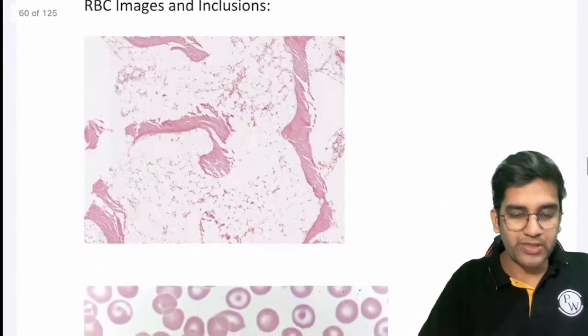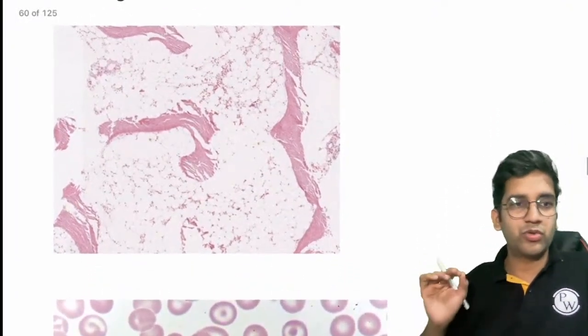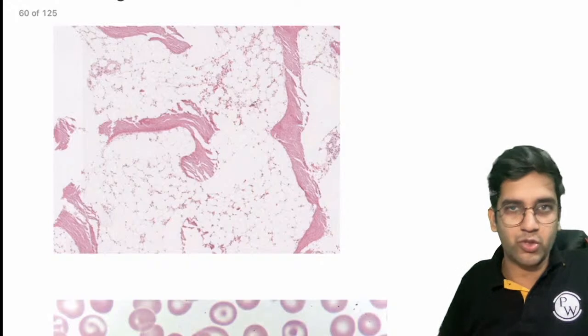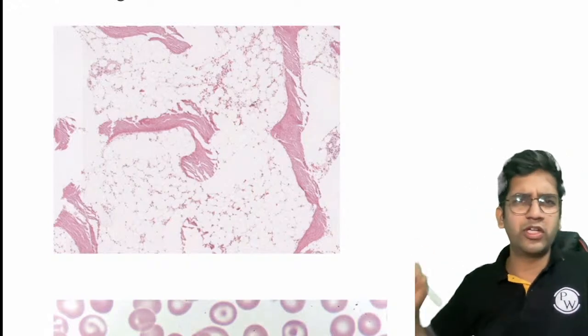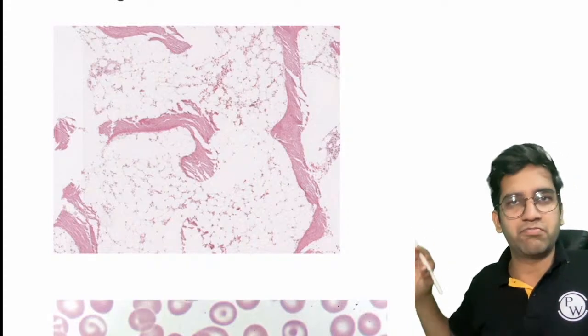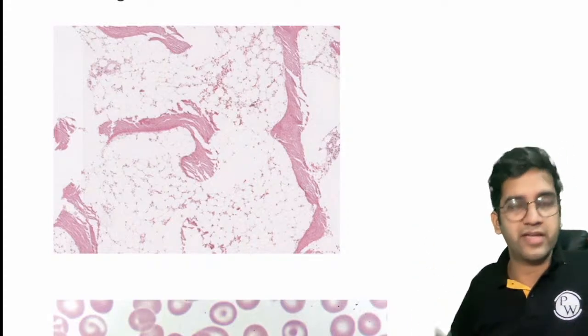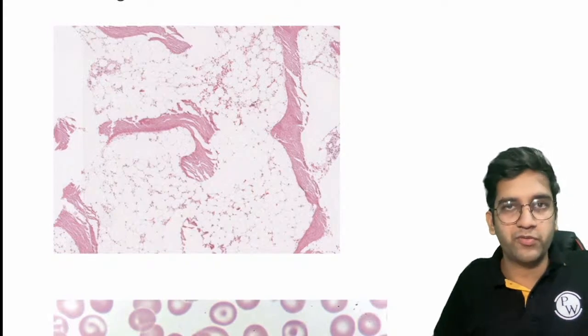So let's go ahead. With that note, we'll see a few classical images regarding RBC disorders. This is the first image. Whenever I use an image, I will add a little bit of important high yielding information regarding the image sideways, so that it will be quick revision for you before the exam, right?